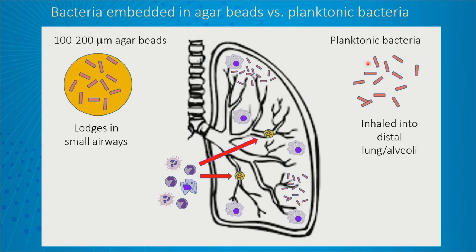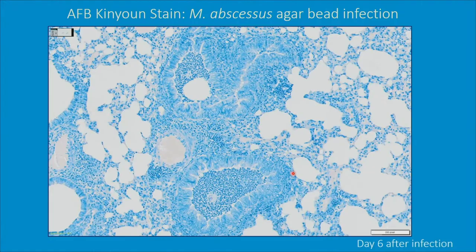And what I'm expecting to see is that the agar bead model will recruit cells from the blood versus the planktonic infection, which will be taken care of by the resident cells. This is what a bead model looks like with AFB in a mouse.